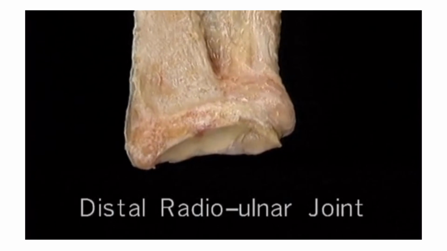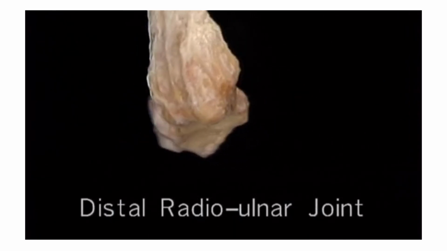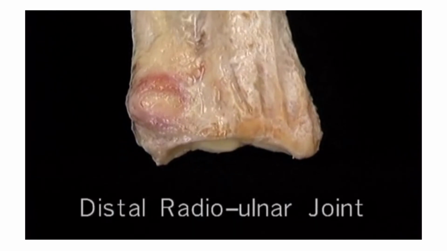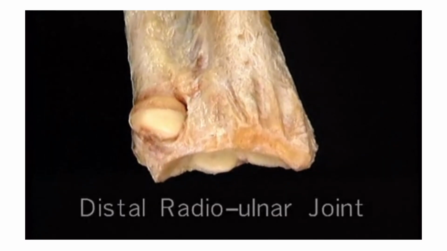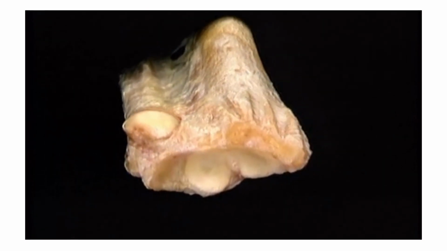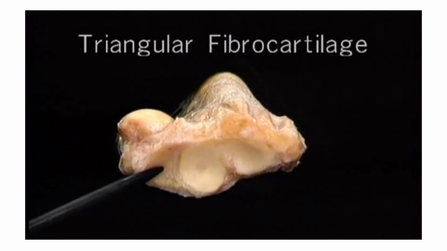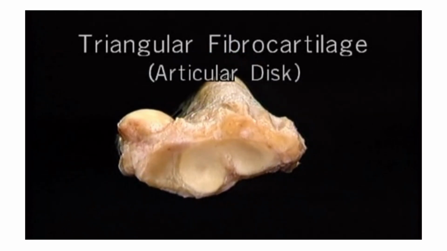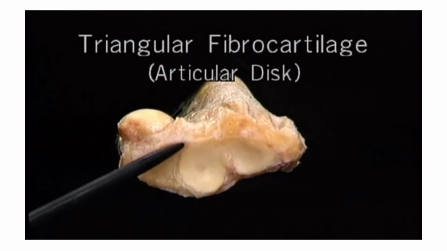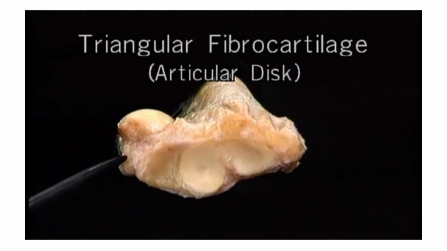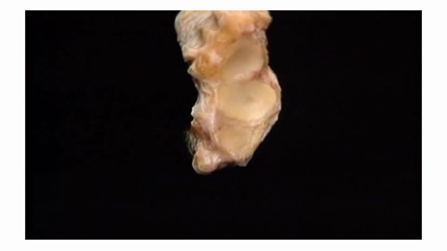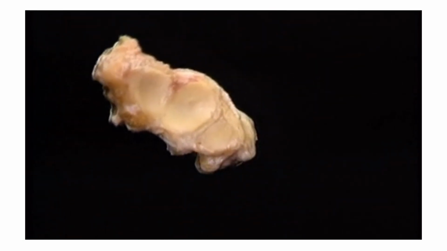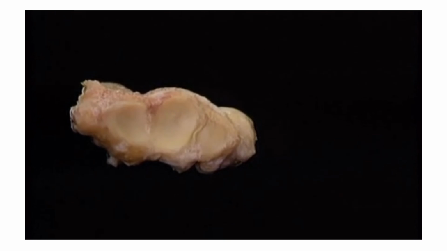Here's the distal radioulnar joint with its capsule intact and with its capsule removed. Here's the structure that holds it together, the triangular fibrocartilage. It's also known as the articular disc. It's attached to the radius here and to the ulnar styloid here. As the distal end of the radius rides around the head of the ulna, the styloid provides the pivot point.